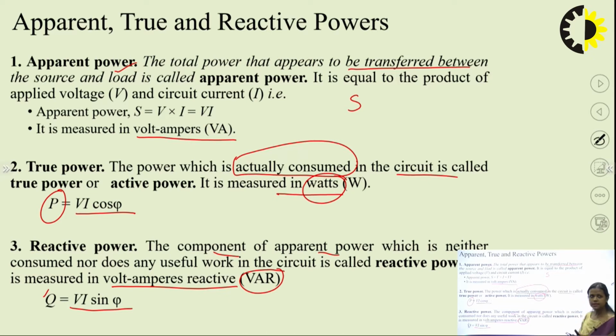So I am summarizing again. Apparent power is denoted with capital S, which is equal to V into I. The unit is volt ampere. Then true power is denoted with capital P, and the unit is watts. And reactive power is denoted with capital Q, which is VI sin phi, and the unit is volt ampere reactive, which in short you can write VAR.